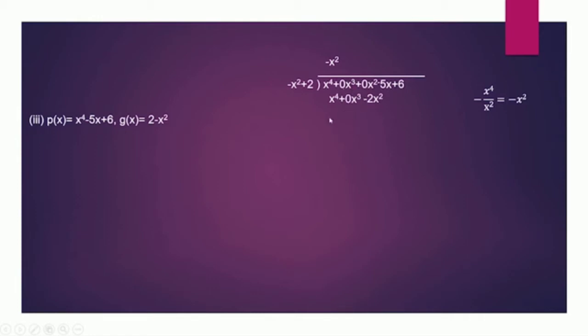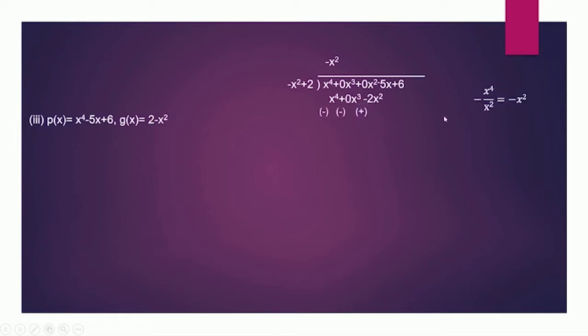Now we need to subtract this term from p of x. At present here we have plus. After subtracting, this will become minus. And here also it is plus. After subtracting, this will become minus. Now at present here we have minus. So after subtracting, minus into minus will become plus here. Okay, we can write it like this.